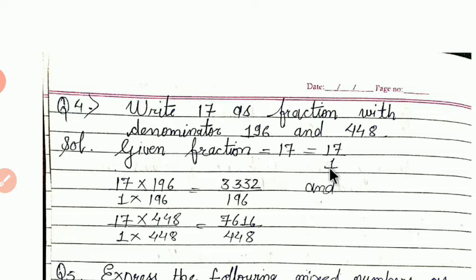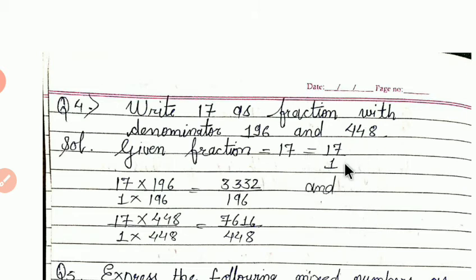So by which number should we multiply 1 to get the denominator 196? Directly you have to multiply 1 in the denominator by 196. If you multiply by 196 in the denominator, with the same number you have to multiply in the numerator also. So we'll multiply 17 upon 1 with 196 in both numerator and denominator. And if we multiply, we'll get the answer as 3332 upon 196.